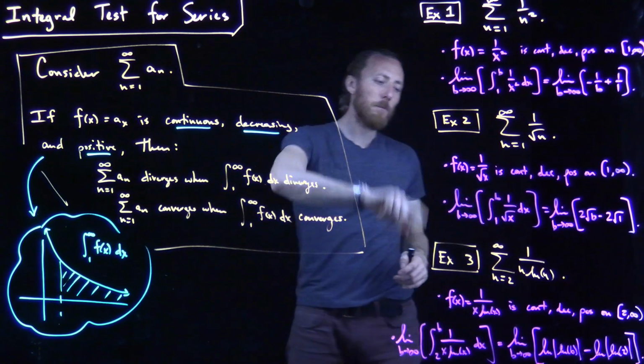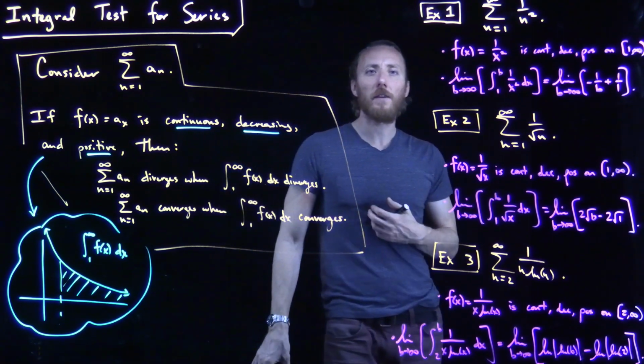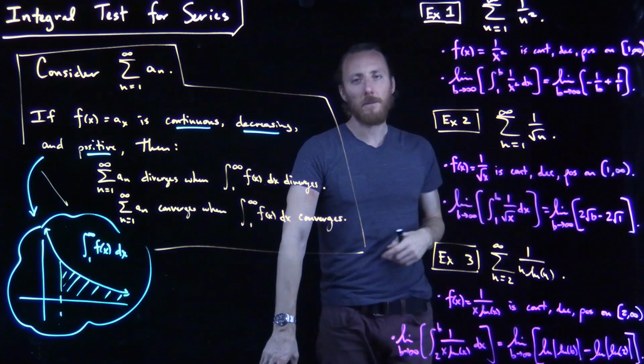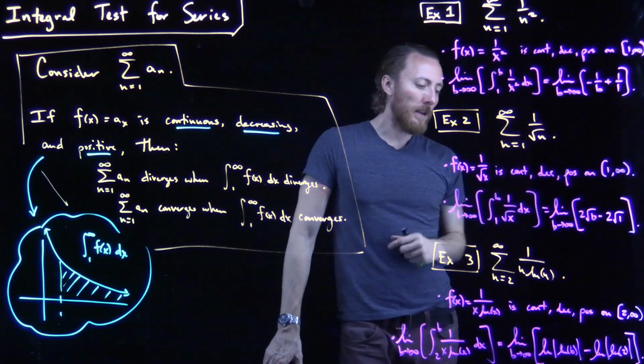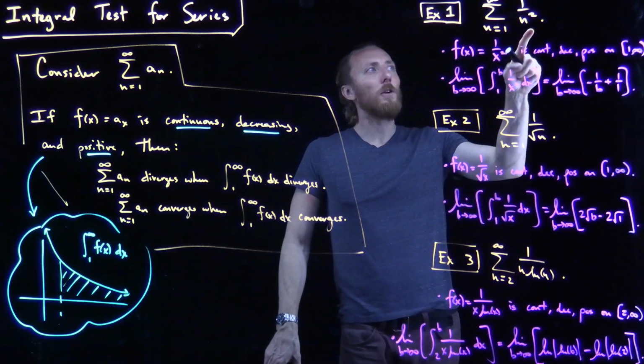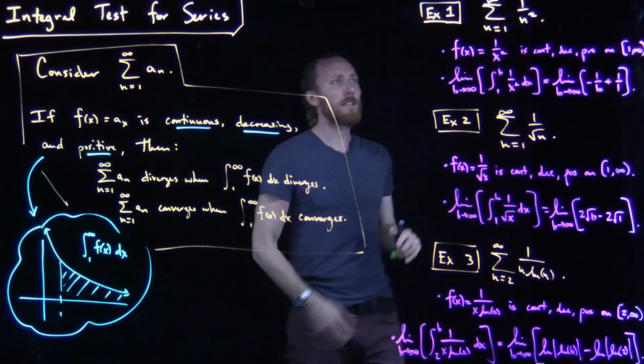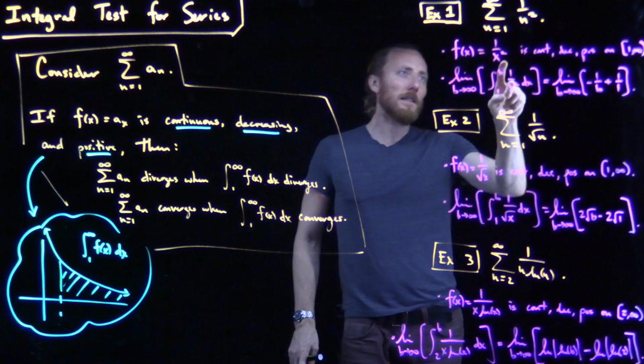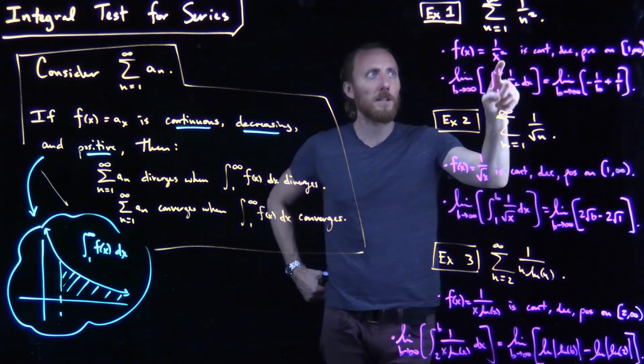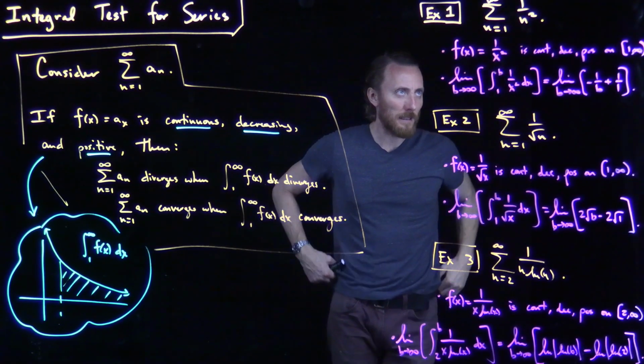So here are three examples. In fact, the three examples that we started off this video with. 1 over n squared, 1 over square root n, and 1 over n ln n. Now 1 over n squared, if you write that as f of x equals 1 over x squared, you can see that that's only discontinuous at x equals 0, and x equals 0 is not in consideration.